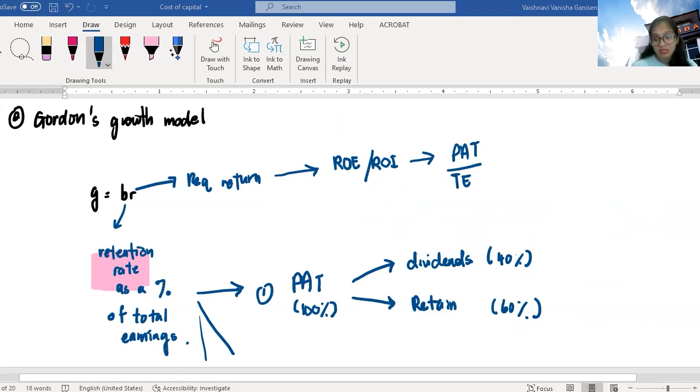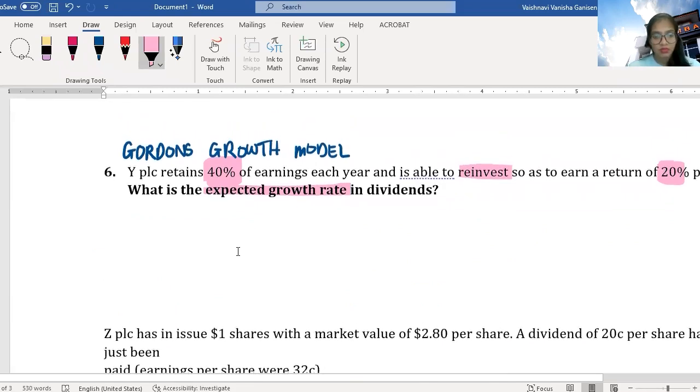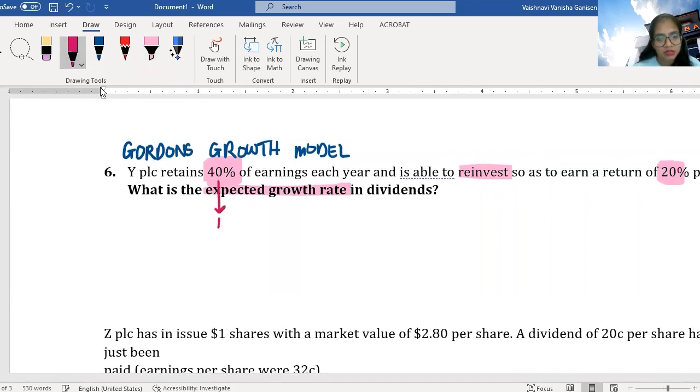In the previous question, the examiner has given you the retention rate and he has given you the required return. So sorry, this is not R, this is B. So to find the value of G, equals 0.4 multiplied by 0.2, is 8%. It's very simple, okay? It's actually pretty straightforward.